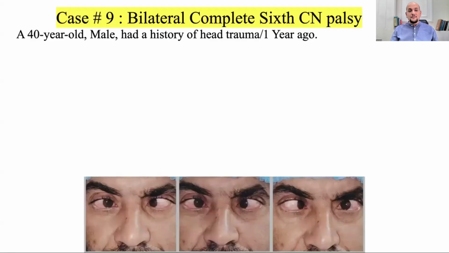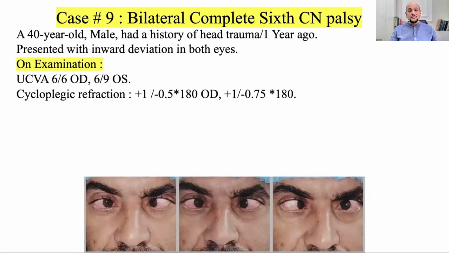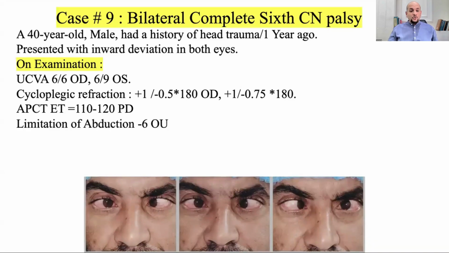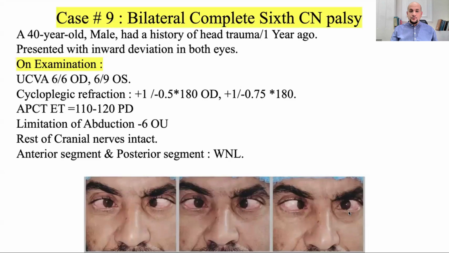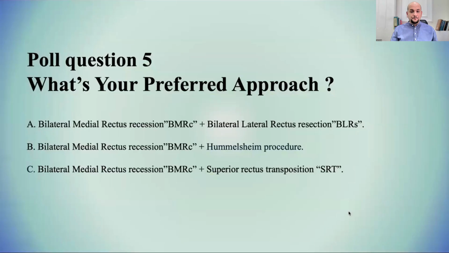This gentleman is 40 years old. He had a history of head trauma 1 year ago and presented with inward deviation in both eyes. On examination, vision is good, with no significant refractive error. Alternate prism cover test revealed a huge esotropia, 110 to 120 prism diopters, with limitation of abduction in both eyes of -6, and the rest of the cranial nerves intact, anterior and posterior segments normal. So the impression: bilateral complete 6th nerve palsy post-trauma.